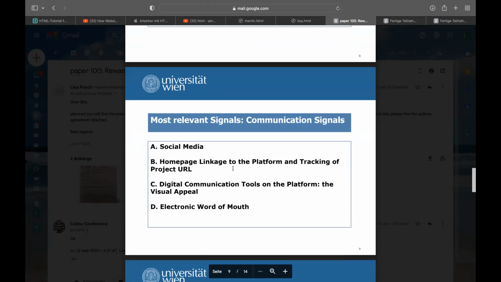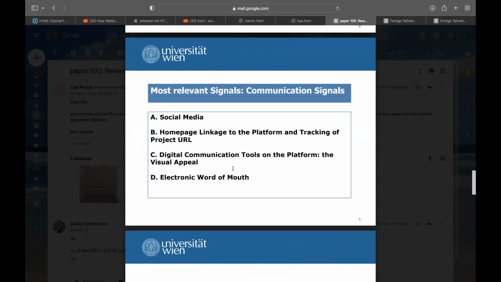For the signaled communication, I also made a difference between the relevant signals, and they can be distinguished into social media, homepage linkage to the platform and tracking of the project URL, and also the digital communication tools on the platform, which is the visual appeal, and also the electronic word of mouth.